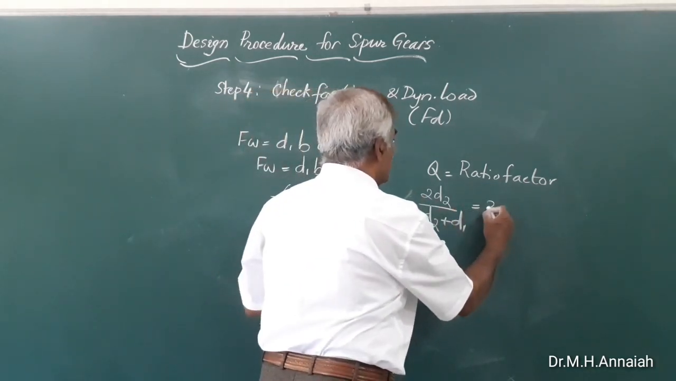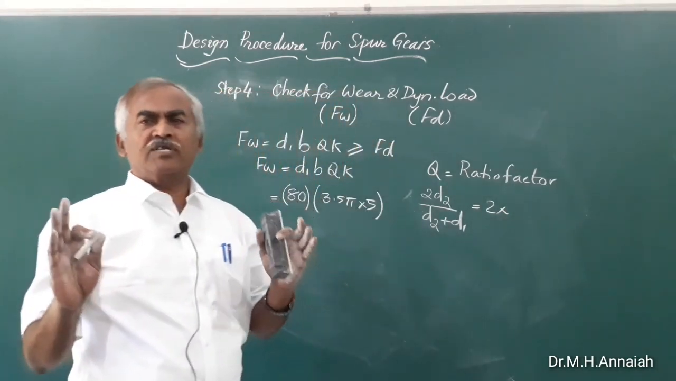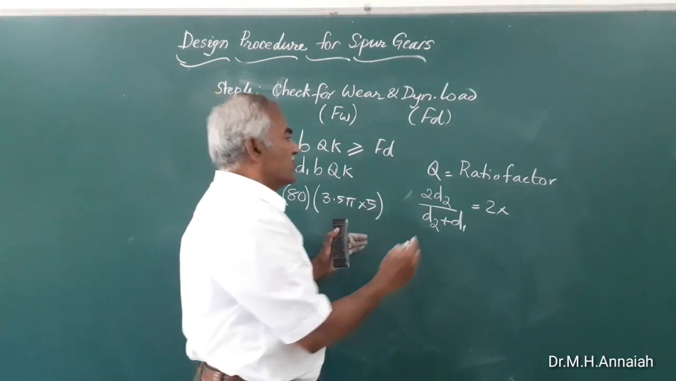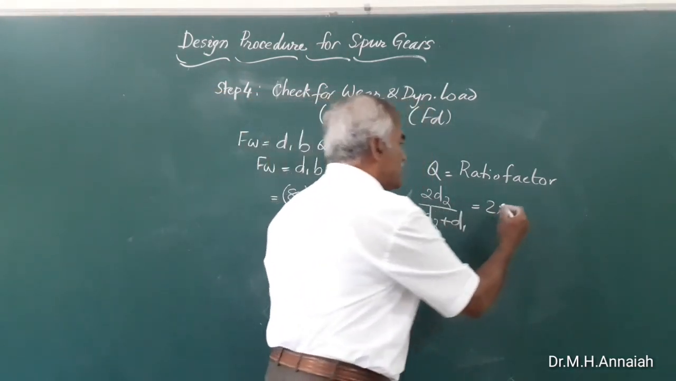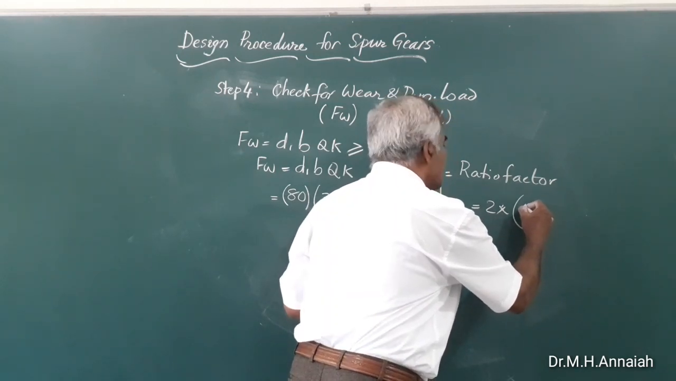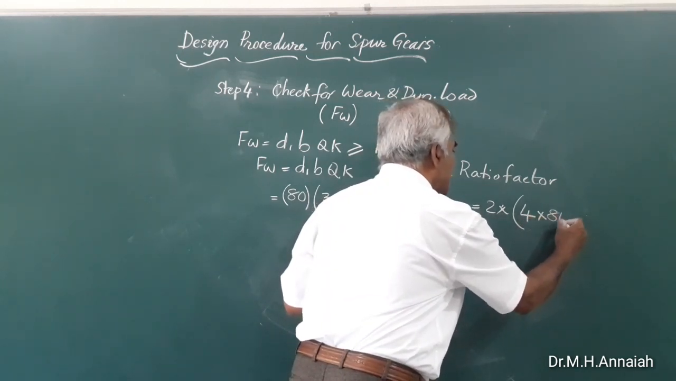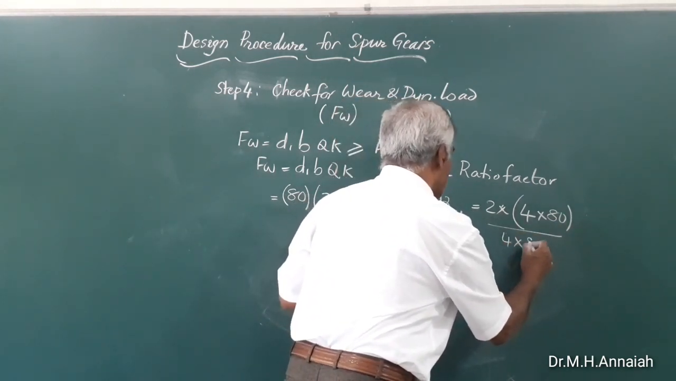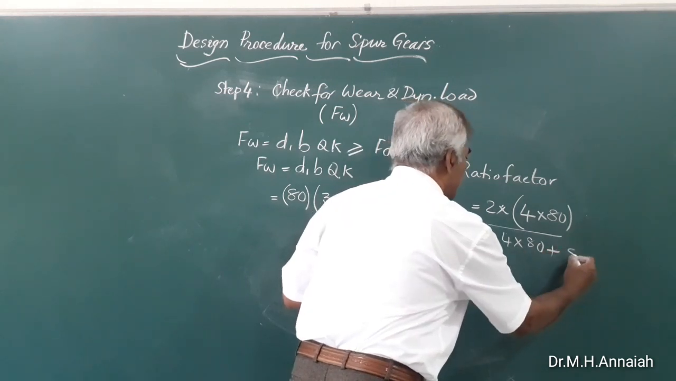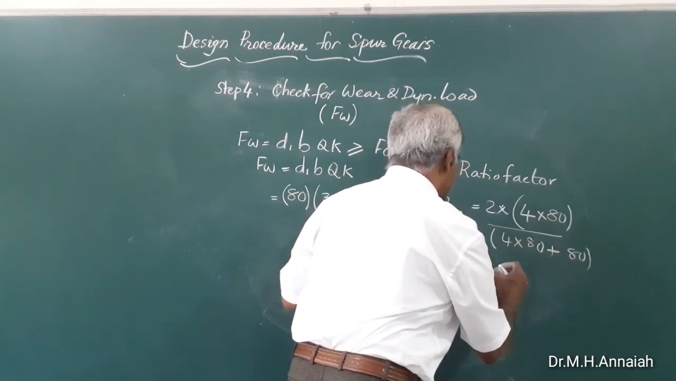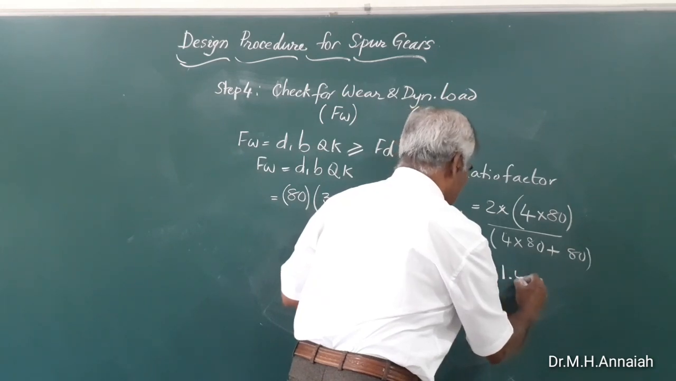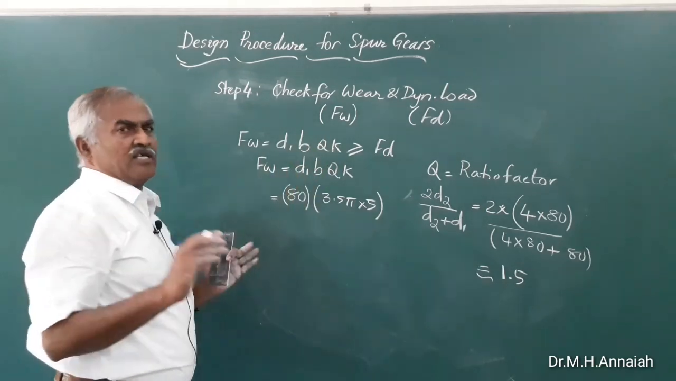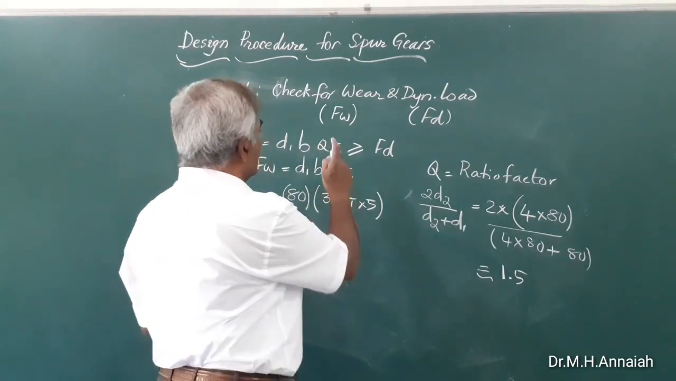So 2 into what is the d2? I told you d2 is the diameter of the gear. If you know the transmission ratio, d2 will be d1 into transmission ratio. Say the transmission ratio is 4 and d1 is given as 80. That's the value divided by 4 into 80 plus d1, which is 80. So it works out approximately to 1.5, 1.6 like that. This K is called the load stress factor, and this has to be obtained.